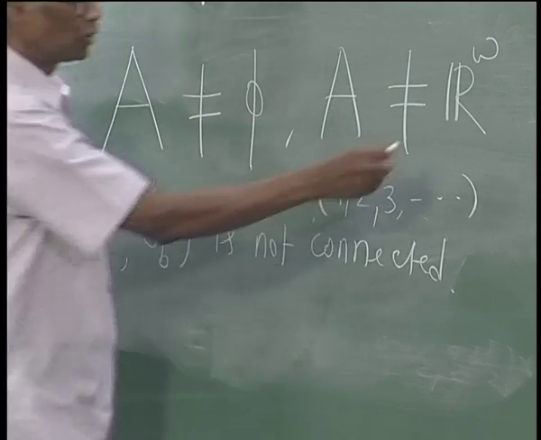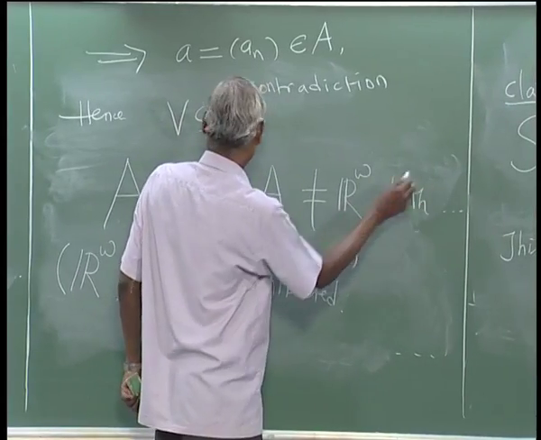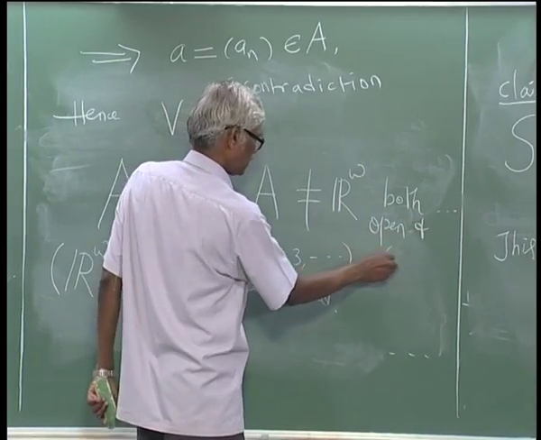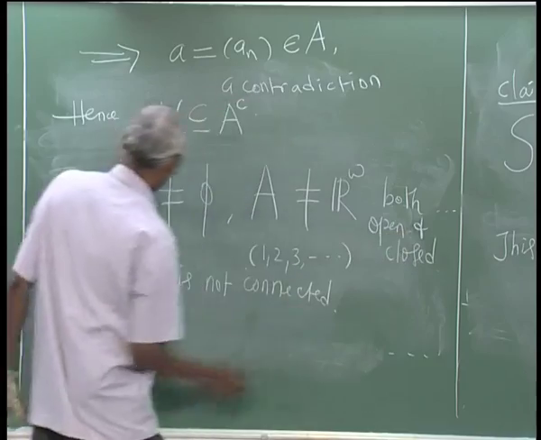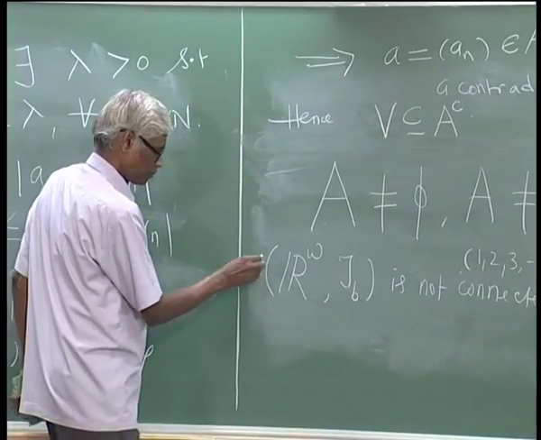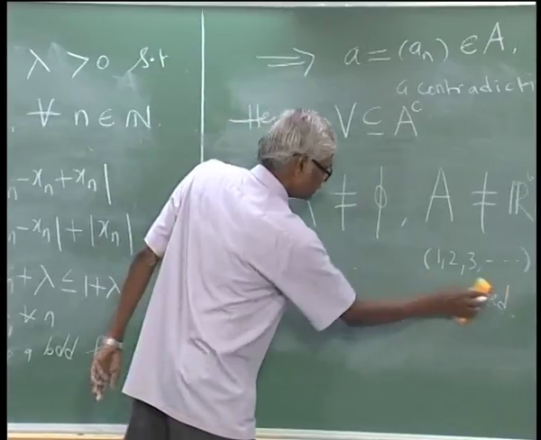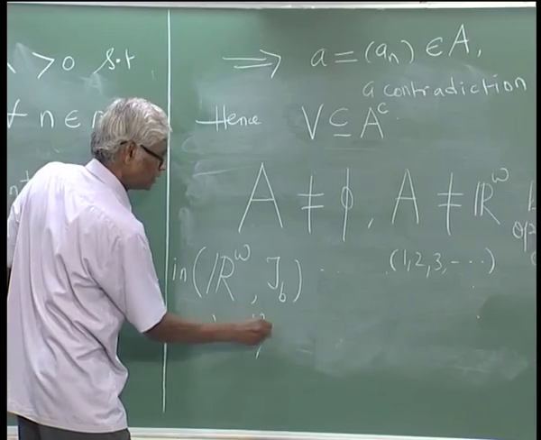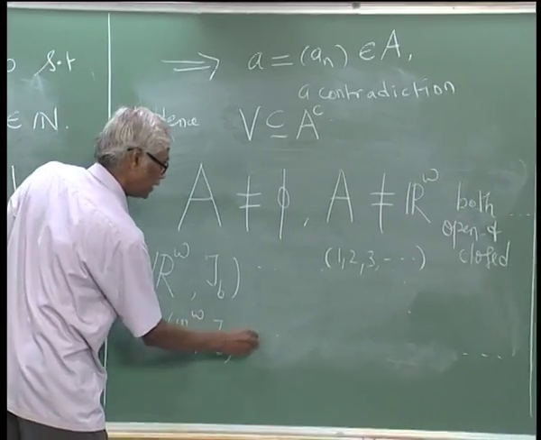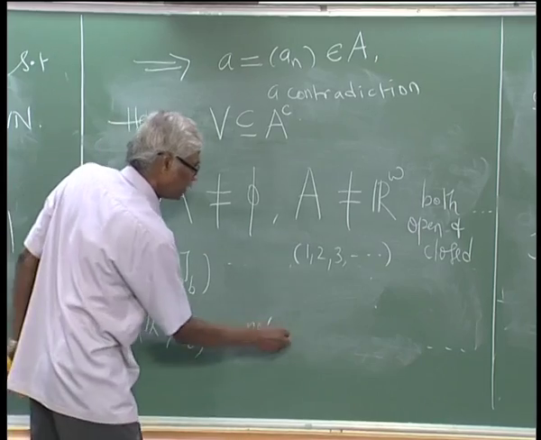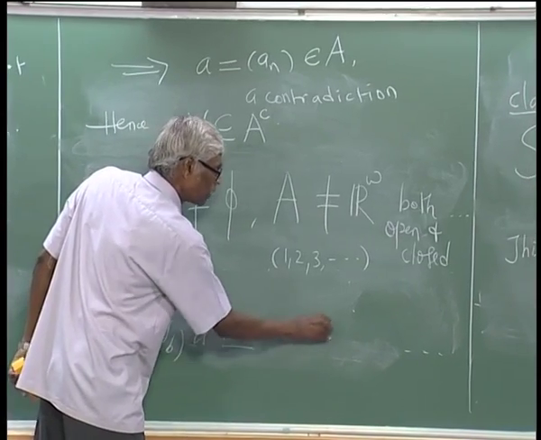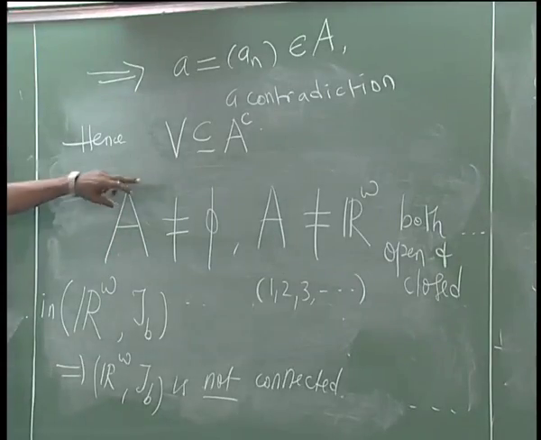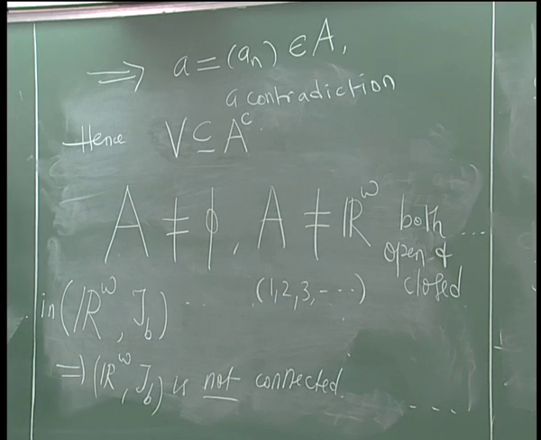This set is both open and closed in the box topology in R power omega. So, that implies R power omega with box topology is not connected. So, box topology here will not behave that nicely compared to product topology.